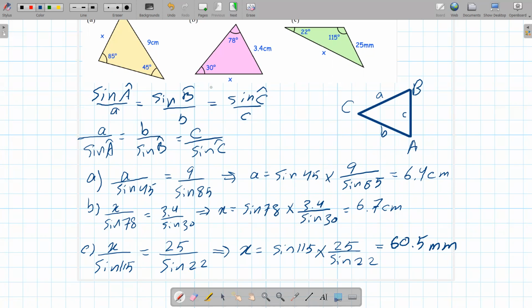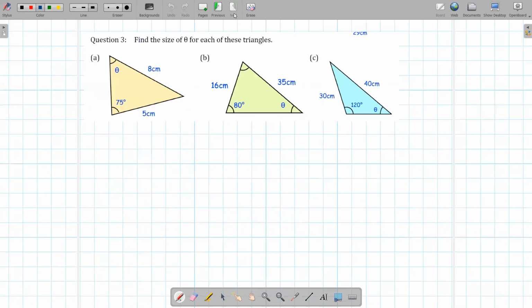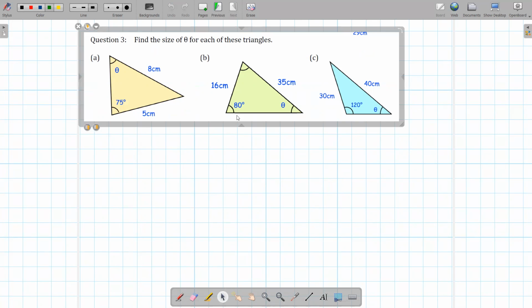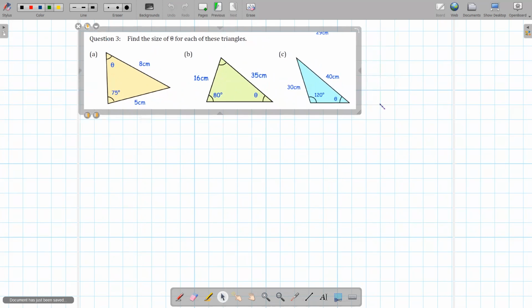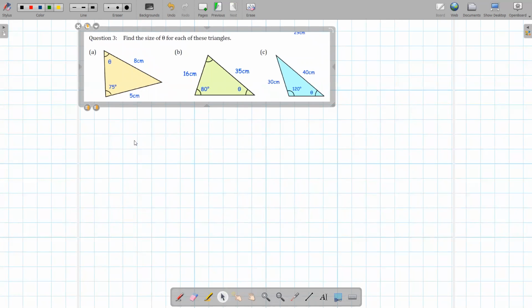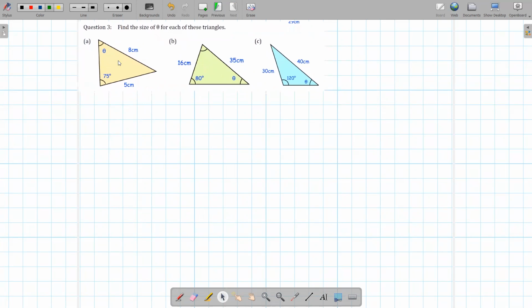These examples are related to missing sides. What about missing angles? We will use the same rules, and they are really so easy. Then let's figure it out.